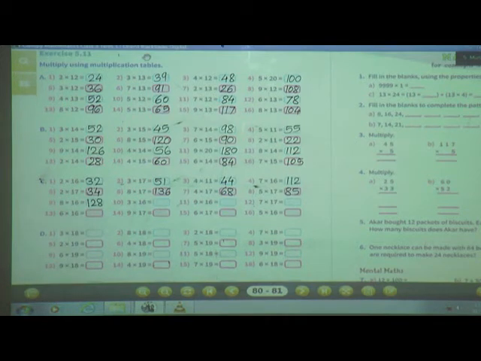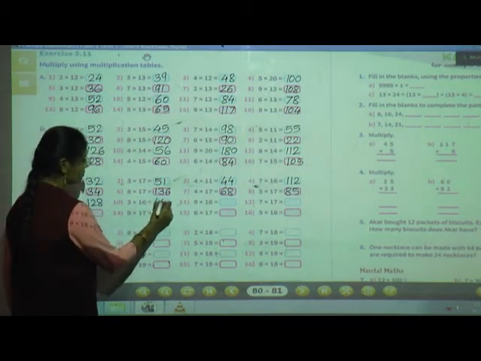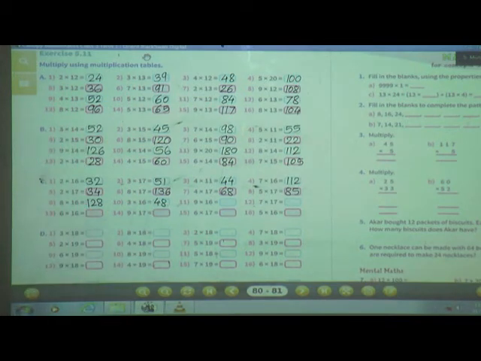3 into 16. 16 3s are 48. So write here 48. You have to say the tables in your mind. All the times you have to say the table.